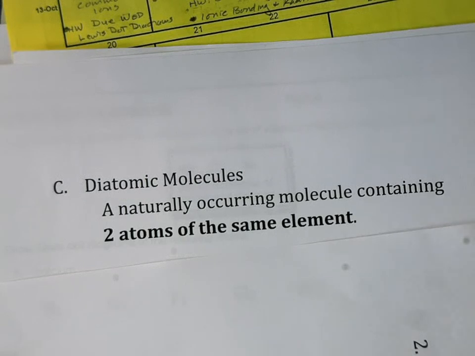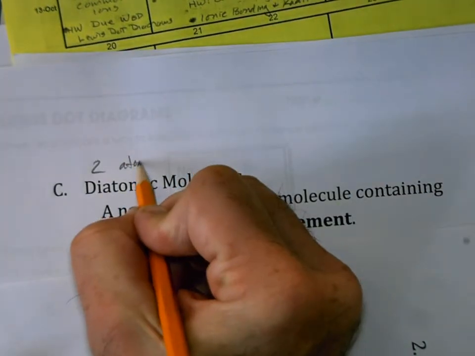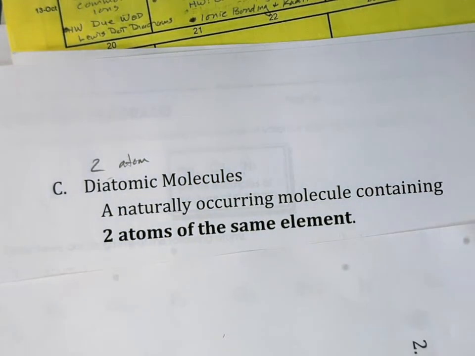Okay, time's up. What does diatomic mean? Come on. Okay, what does di mean? Two. What does atomic mean? Atoms. You knew that. You were just shy. Okay. Two-atom molecules. It's that simple.